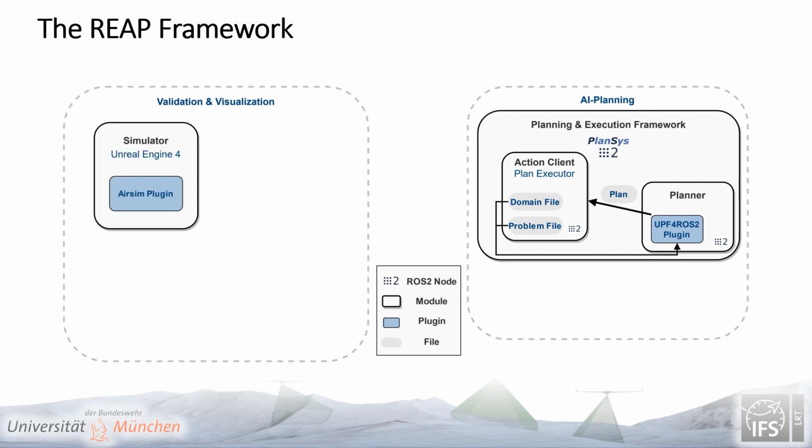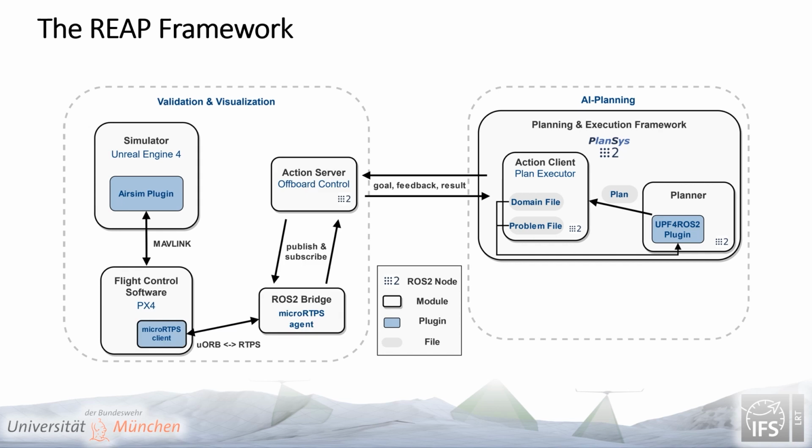On the validation and visualization side, we use Unreal Engine 4 with the AirSim plugin to create realistic-looking 3D scenes and simulate UAV flight dynamics. Our simulated UAV is directly controlled by a flight control software such as PX4, which can also be used to control microcontrollers on board of a real UAV. Via a middleware, the flight controller communicates with a component which we call the action server. The action server receives symbolic actions from the planning side and translates them to continuous control commands for the flight controller. So the action server on the left and the action client on the right side handle bidirectional communication between both subsystems.